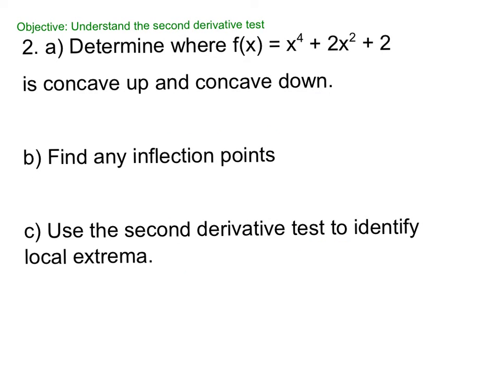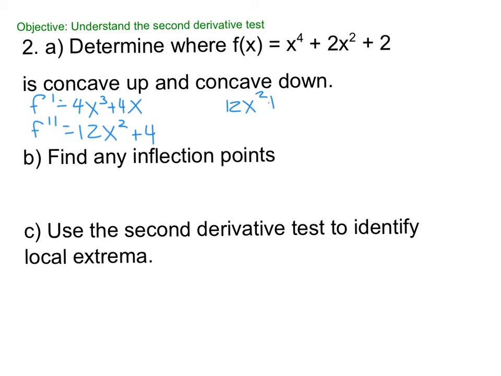All right, so I want you to pause and do this one on your own. Determine where f is concave up and concave down. So f prime is 4x cubed plus 4x. F double prime, 12x squared plus 4. Set that equal to 0.